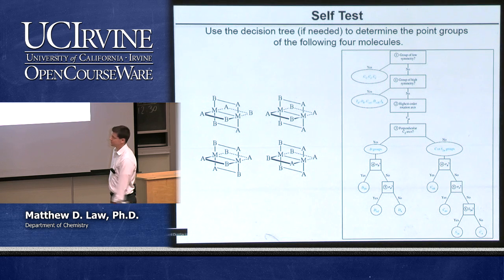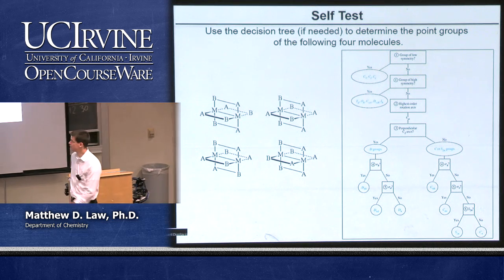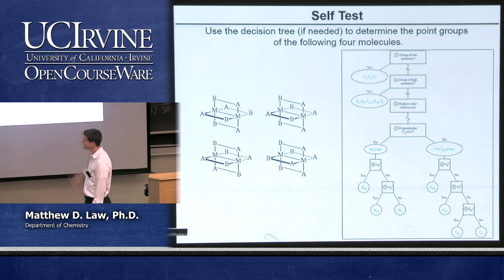Okay, so let's start with this one here. What do we see about this molecule? Is it high symmetry or is it very low symmetry? That's the first set of questions. It's neither, right? And so what we want to do then is assign the principal rotational axis of the molecule. So what do we think that is?